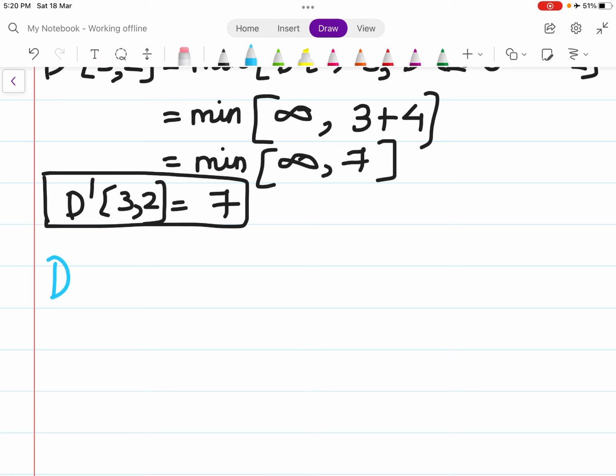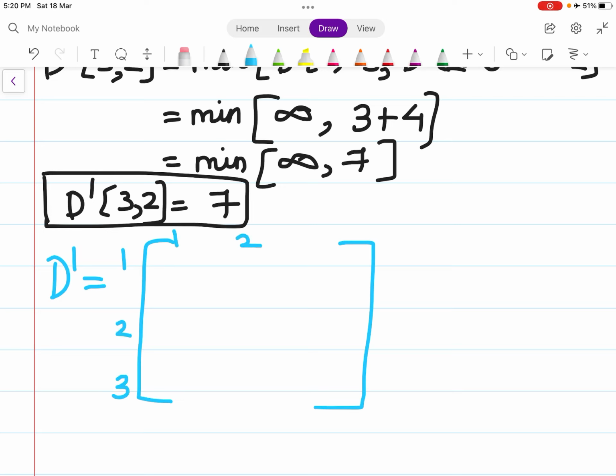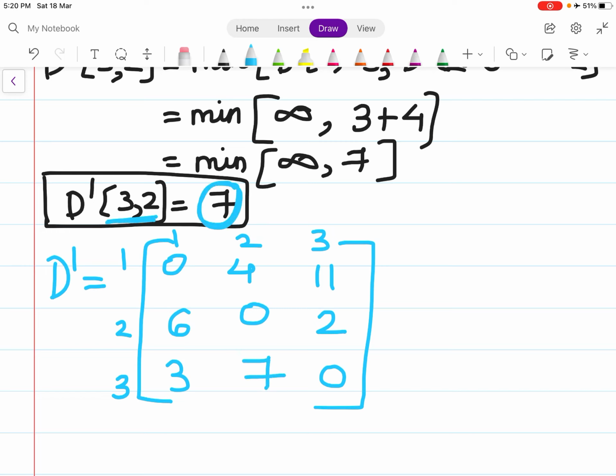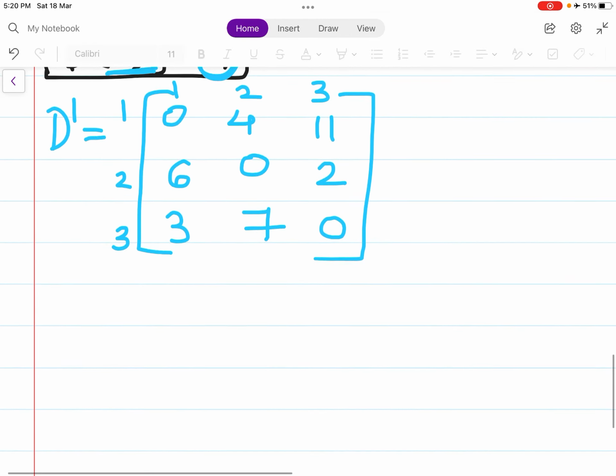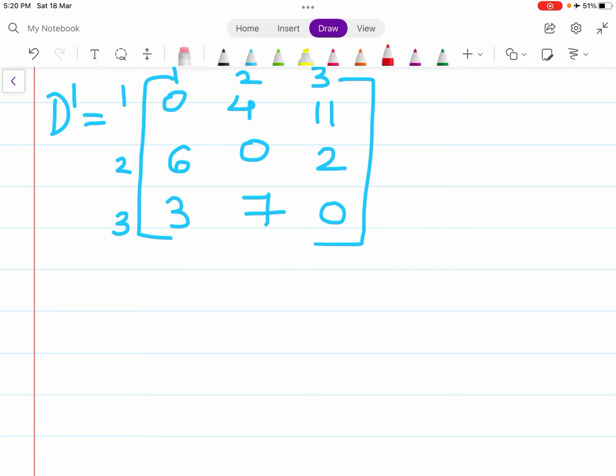So my new matrix, that is the D1 matrix, will be rows 1, 2, 3 and columns 1, 2, 3. 1,1 is 0, 2,2 is 0, 3,3 is 0. 1,2 is 4, 1,3 is 11, 2,1 is 6, 2,3 is 2, 3,1 is 3, and 3,2 is 7. So this is D1, the result after iteration 1.